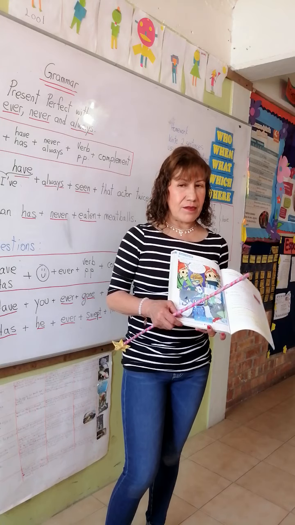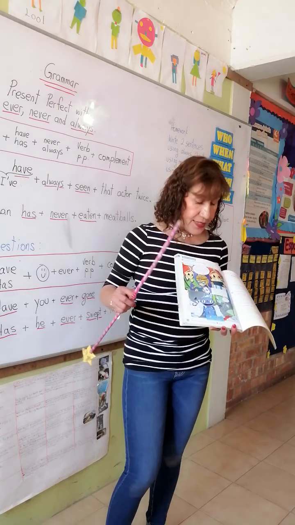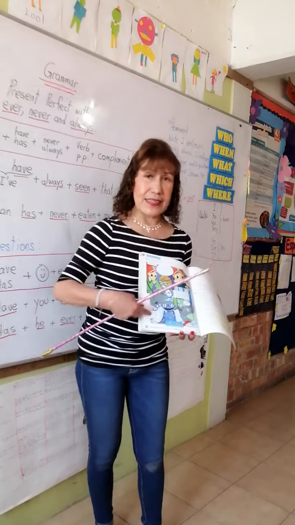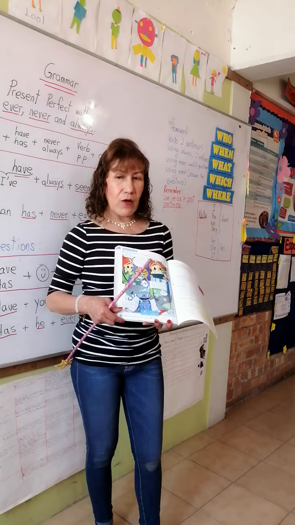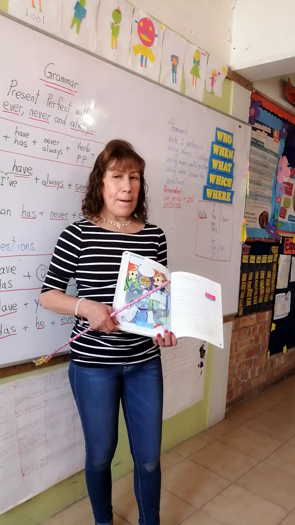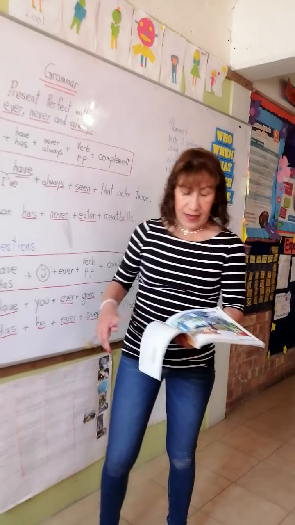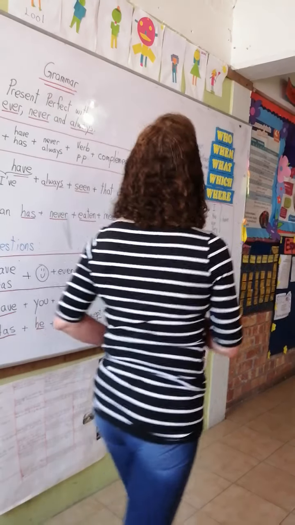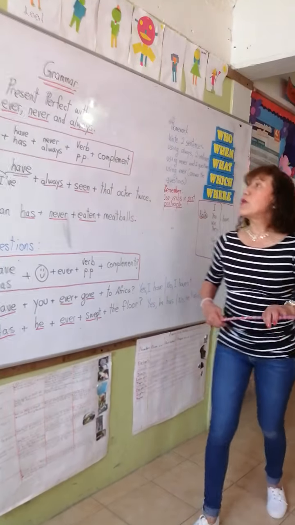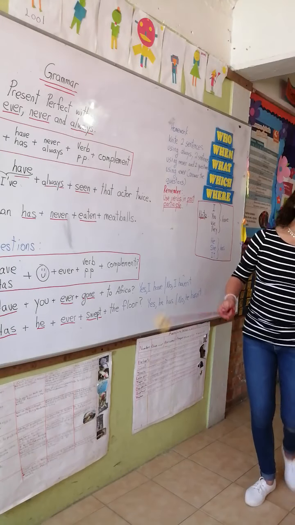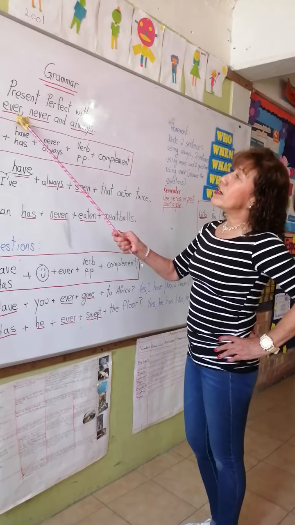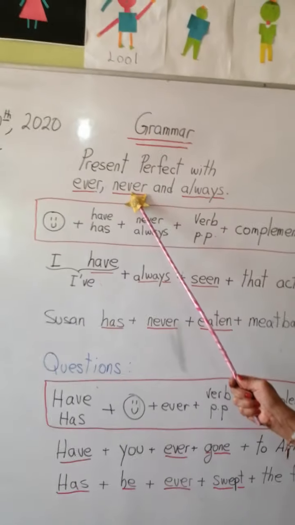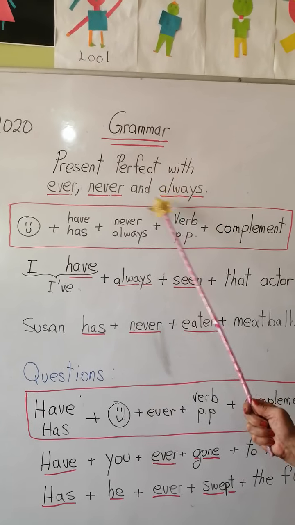Well, here, kids, we are going to study now the verbs in present perfect, sentences in present perfect. In this story, we have many sentences in present perfect. So, we are going to study grammar. Pay attention. I already wrote on the board the formula of the present perfect, but now it will be with ever, alguna vez, never, nunca, and always, siempre.